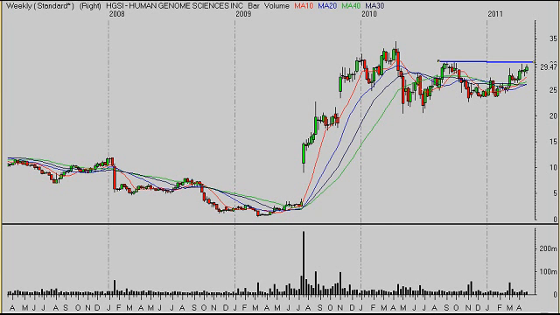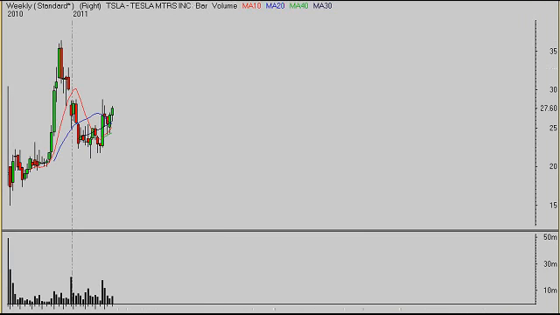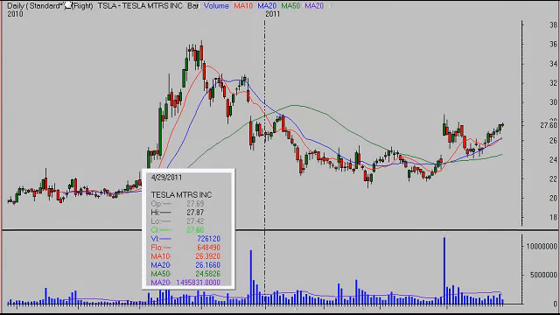Let's see. We also spoke about, and I continue to hold some of this Tesla, the potential for a short squeeze in here.